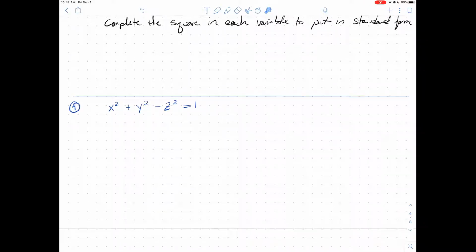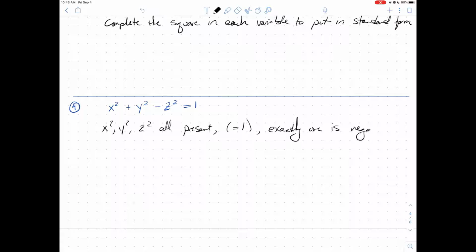So this is kind of a general case here. We see that I have x squared, y squared, and z squared. They're all present, but now I've got, first off, equal to 1, and I also have one of them negative. So I have x squared, y squared, z squared all present, and I have everything equal to 1, and I have exactly one of these, the z squared term, negative. And so in this case, you know something. This is always going to be a hyperboloid. What an awesome word. You should enjoy saying it a few times.